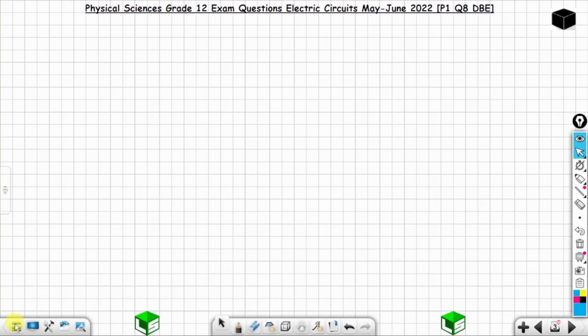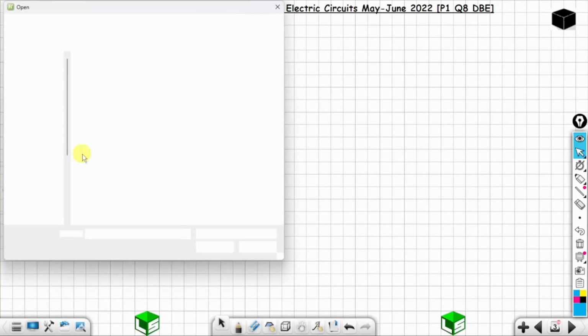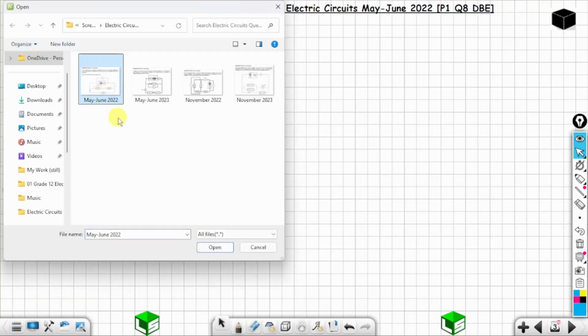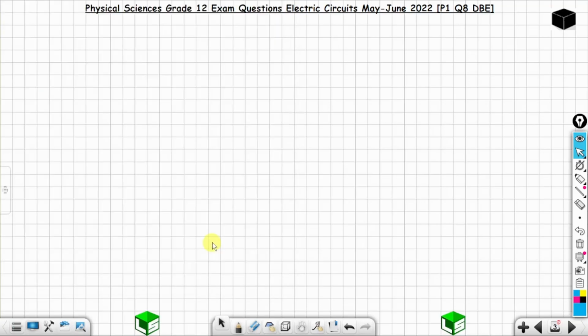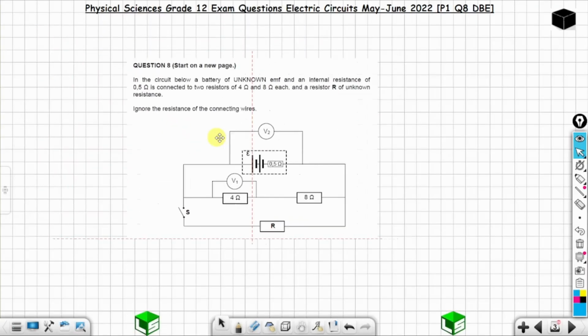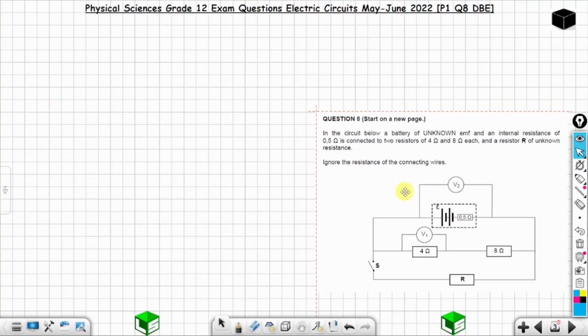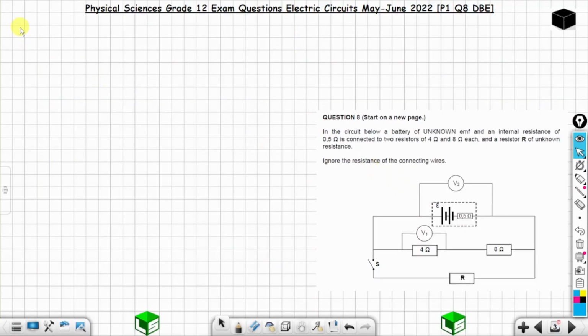Let me get the question again. Okay, question 8 from May-June 2022. This is the question. Now, we are still on question 8.2. When switch S is open, voltmeter V1 reads 3.2 volts. Now question 8.2.2. Calculate the EMF of the battery.